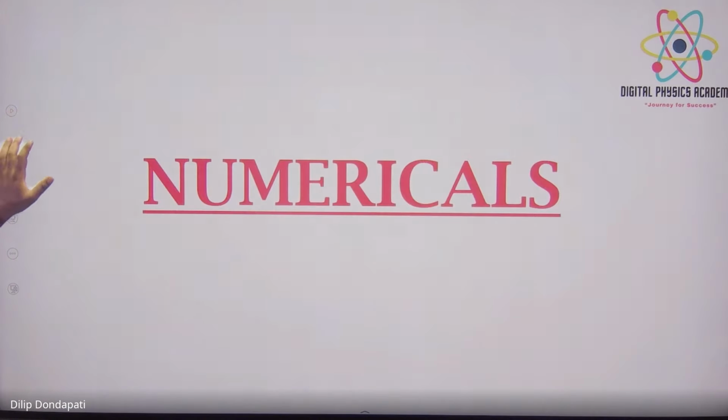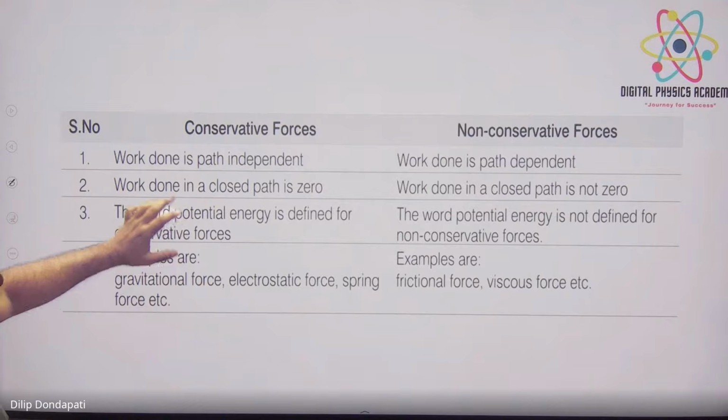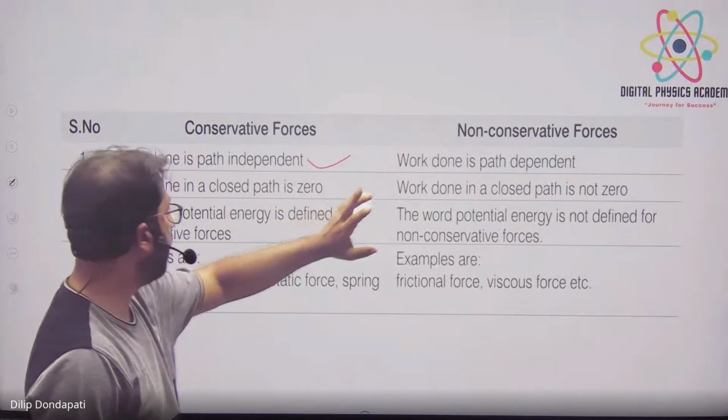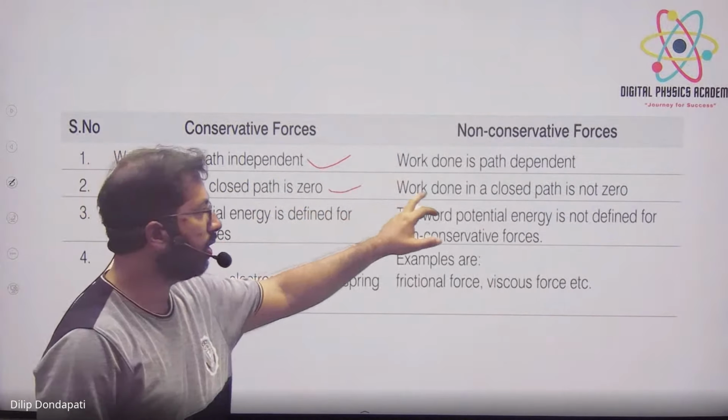Now differences understood, already no need of writing. देखो, path independent, path dependent है, closed path में 0 है, closed path is not 0.